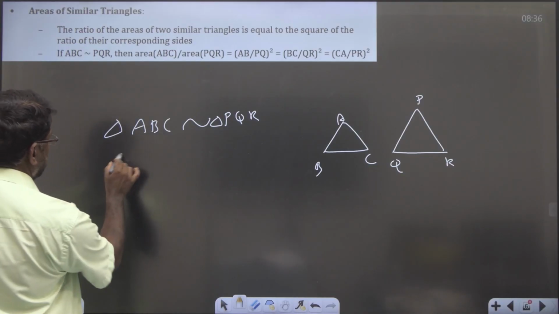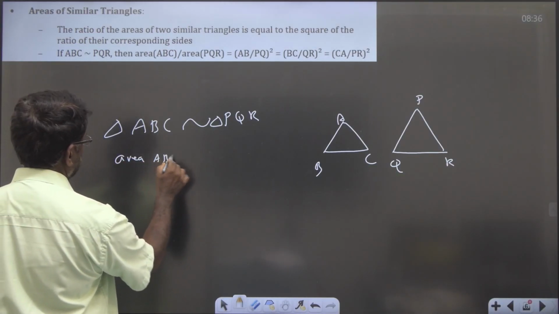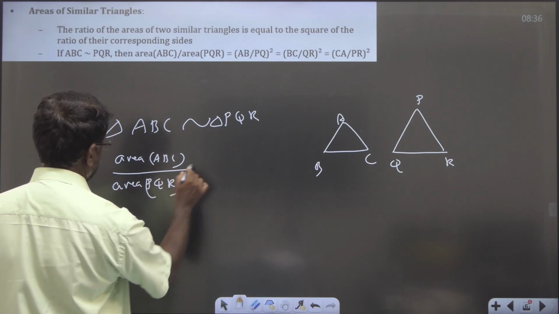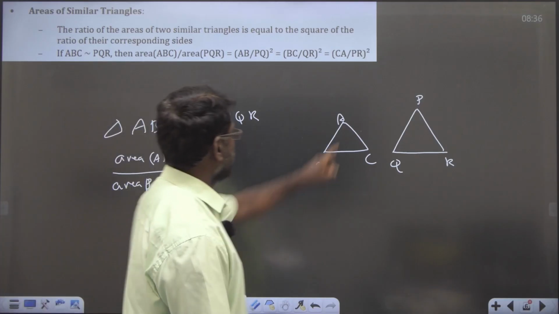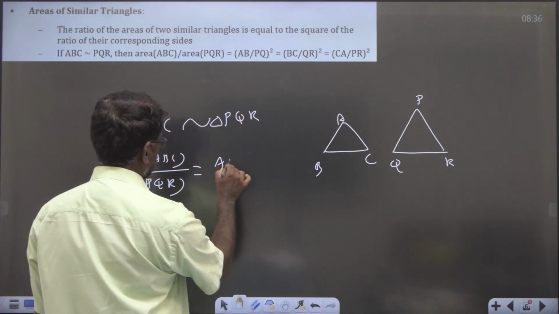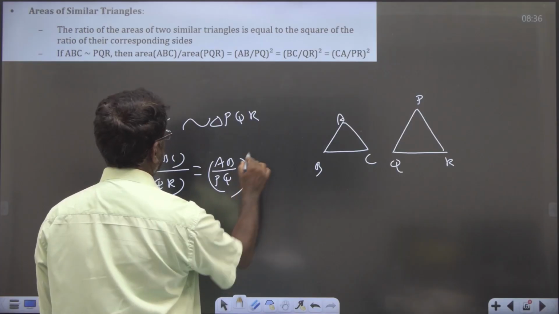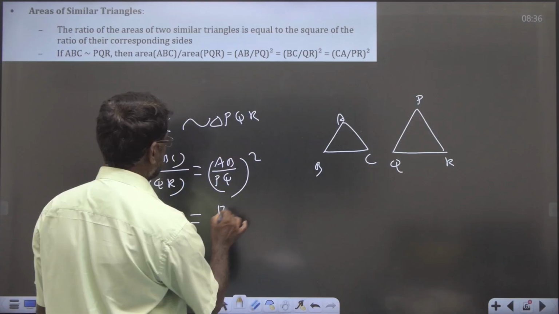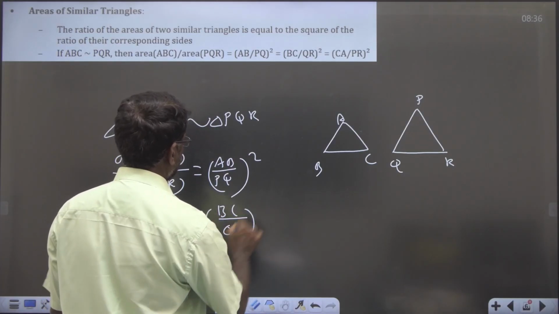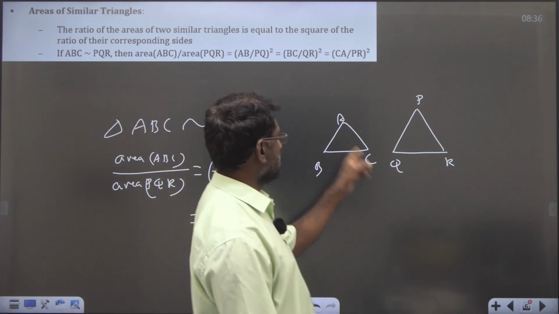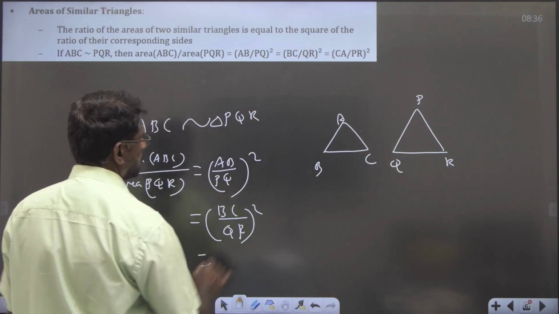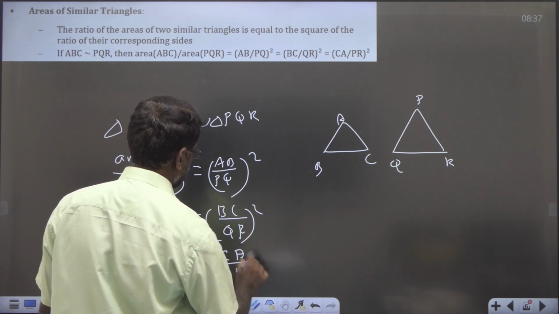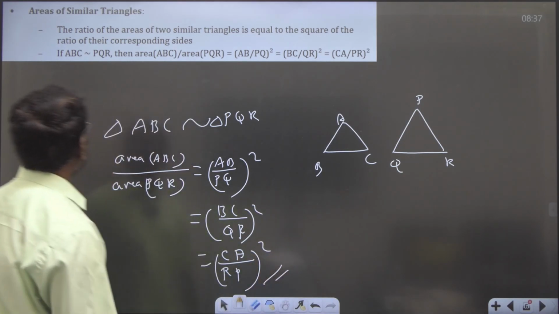Then the area of ABC divided by the area of PQR is a very important theorem. This is equal to (AB by PQ) whole square, or this is also equal to (BC by QR) whole square, or this is also equal to (CA by RP) whole square. This is a very important theorem on similar triangles.